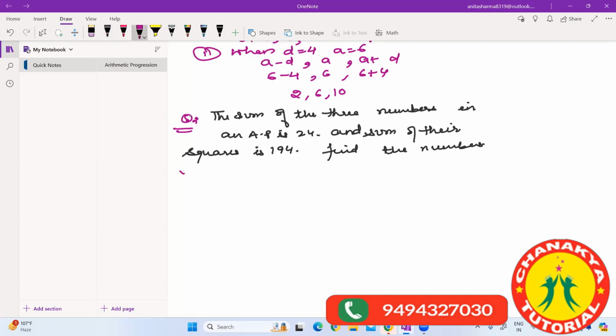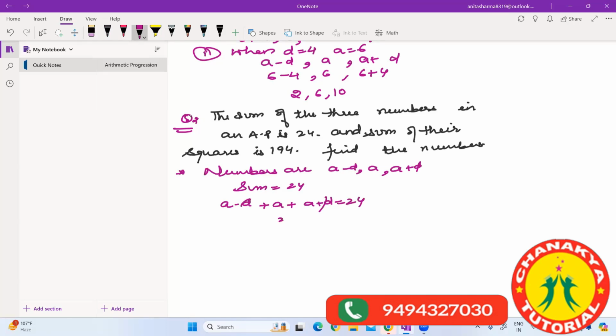Let me write. So the numbers are A minus D, A, A plus D, and their sum is given, children, as 24. So adding these numbers, A minus D plus A plus D is equal to 24. D becomes 0, then 3A will be equal to 24, and this implies the value of A is 8. I guess all have done till here. Right? Yes, ma'am.